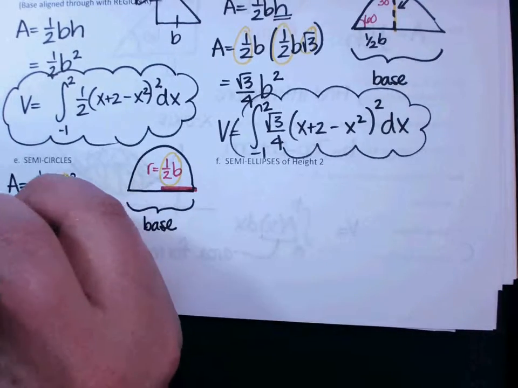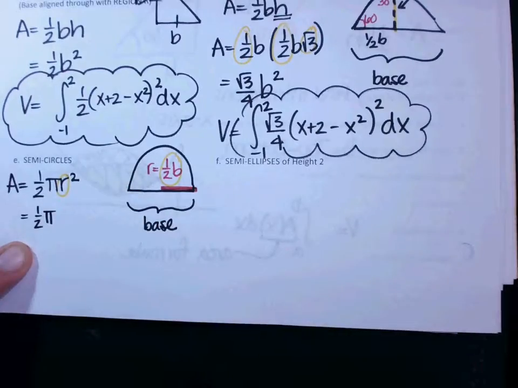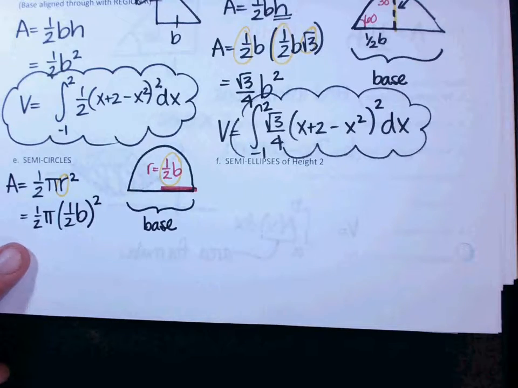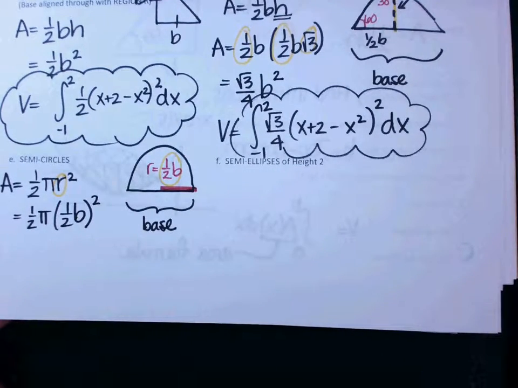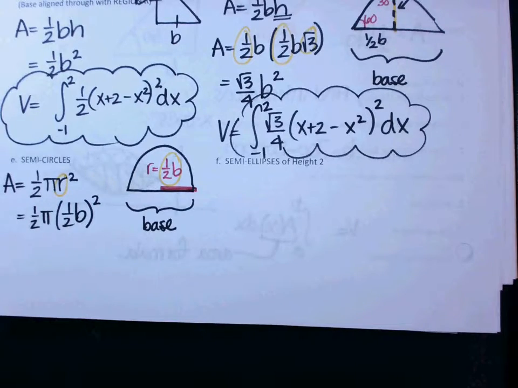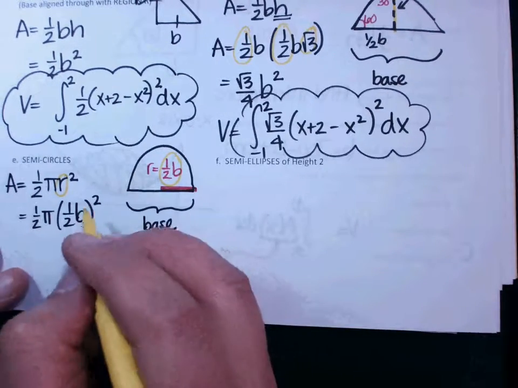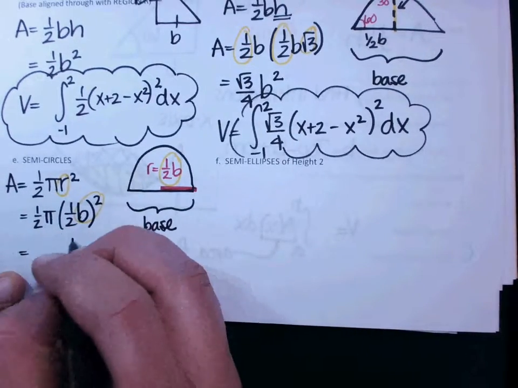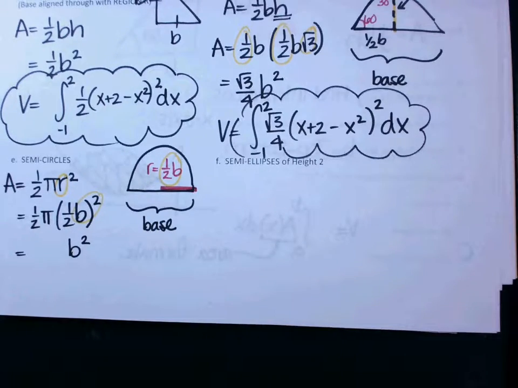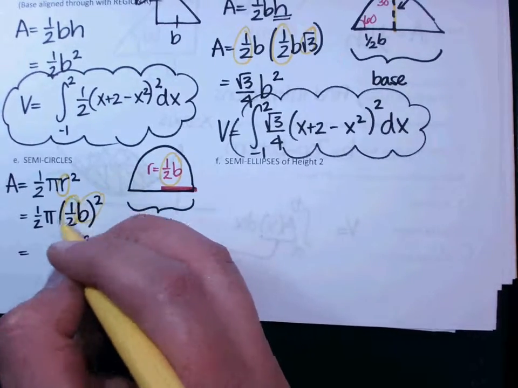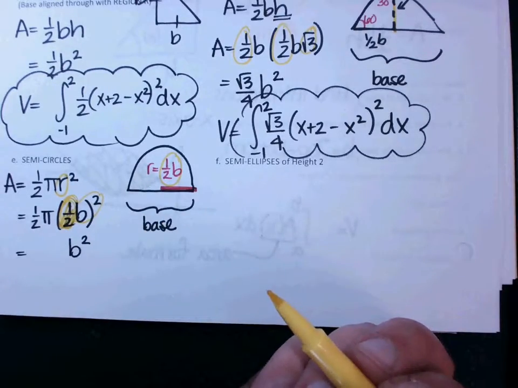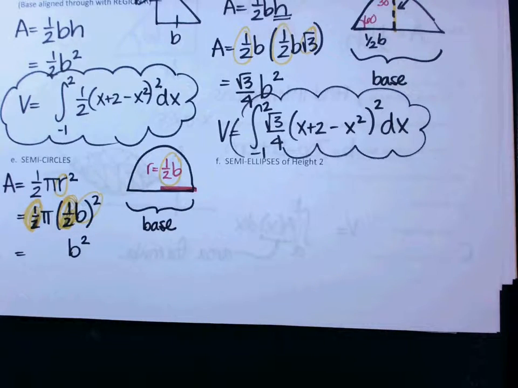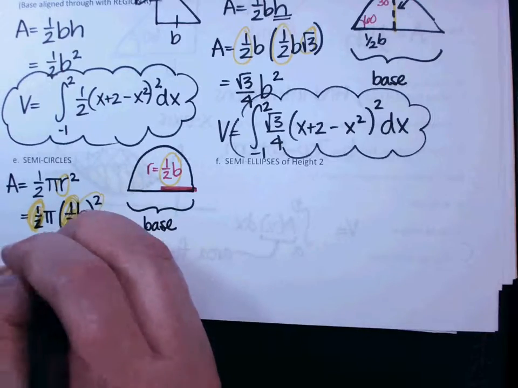So my area would be 1/2 pi, and then instead of R, it's going to be a half B squared, where my R is now half of the base. Any questions to there? Okay? What power is going to be on my b? B squared. Okay, now let's do the number part, so stay with me. What is a half if I square it? A fourth. Times another half, 1/8. And then where could I put my pi? On the top.